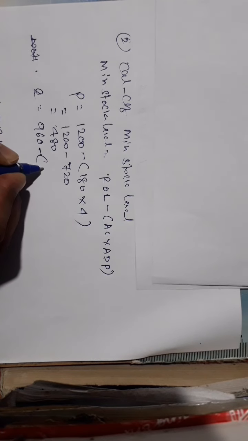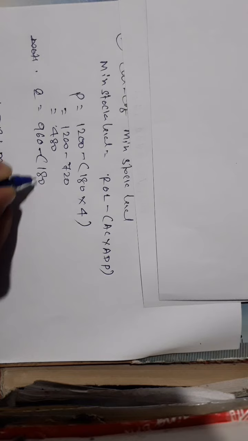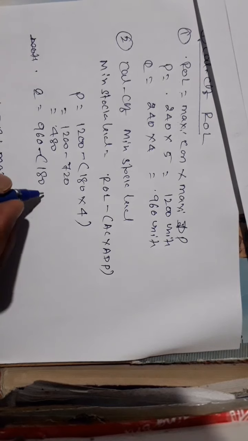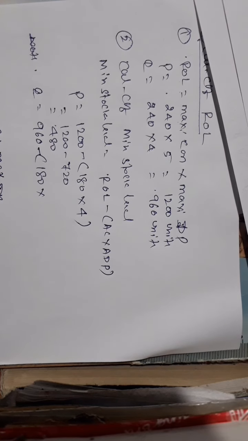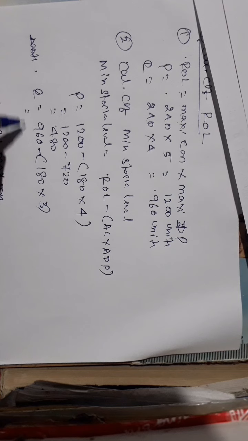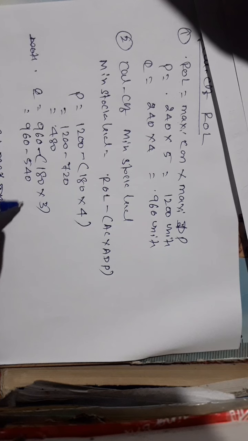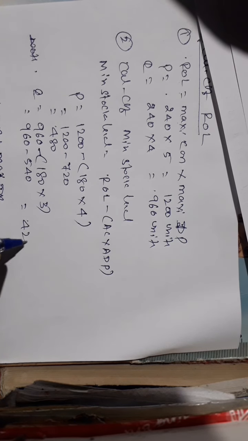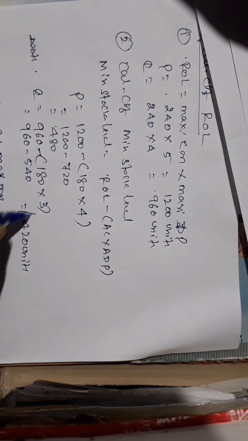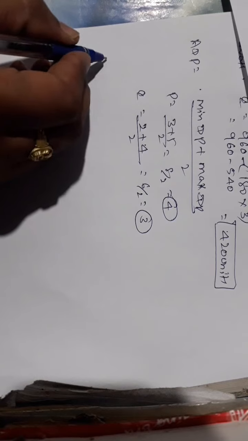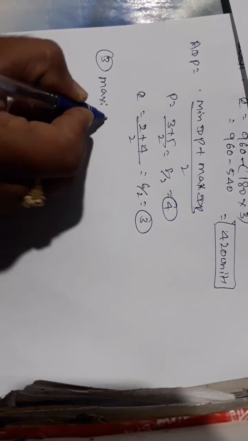Okay, minus, open the bracket, 180 AC. Average consumption is 180. In the problem they have given 180 normal usage, into. Now we have found out that ADP is 3, so 960 minus 540, we will get the answer 420 units. For both we have found out the minimum stock level. Same way we will go for the calculation of the maximum stock level, that is the last one.